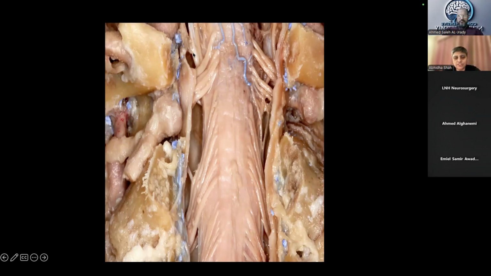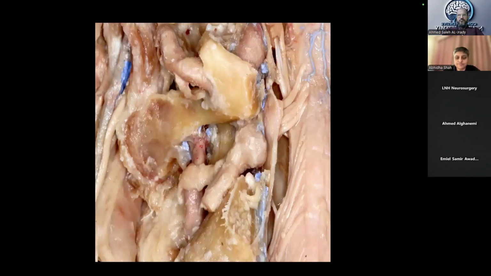This whitish structure that you see here is the denticulate ligament. Now you can see it very nicely. Here you can also see it here. This is the denticulate ligament. Then these are the nerve roots of the lower part of the subaxial spine as they are coming out respectively in their corresponding vertebral areas.